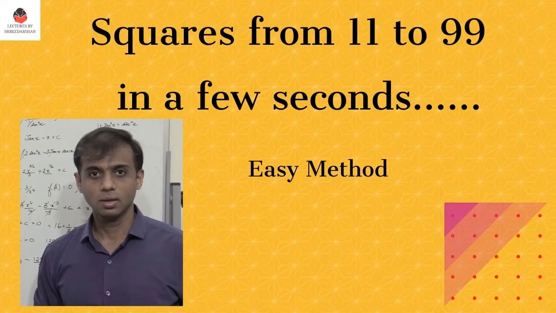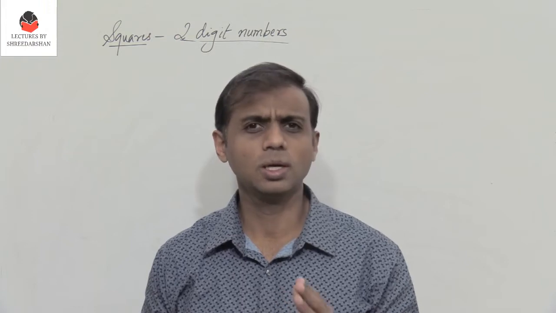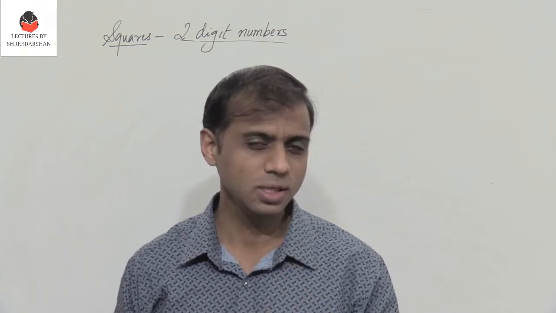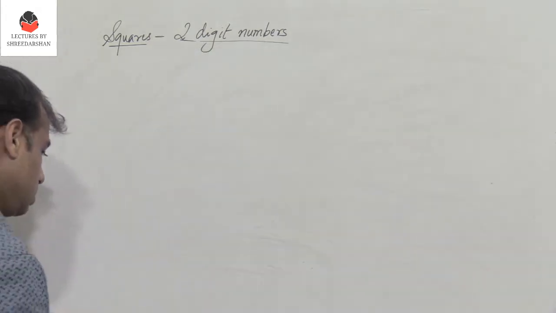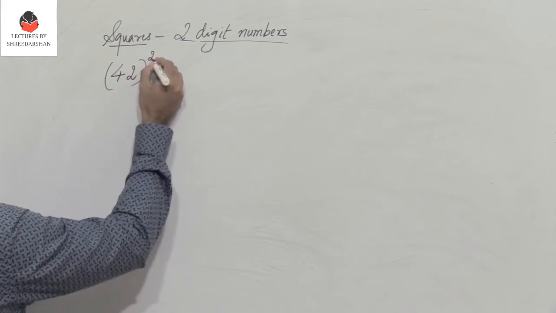Now what is the easiest way to find the square of a number? In this video segment we shall see how we can find the square of a 2-digit number within seconds. So let's take a 2-digit number. Let's assume that I've taken 42. So I need to find the square of this.